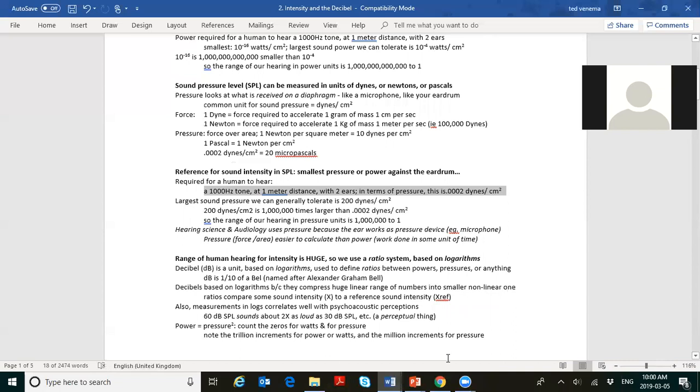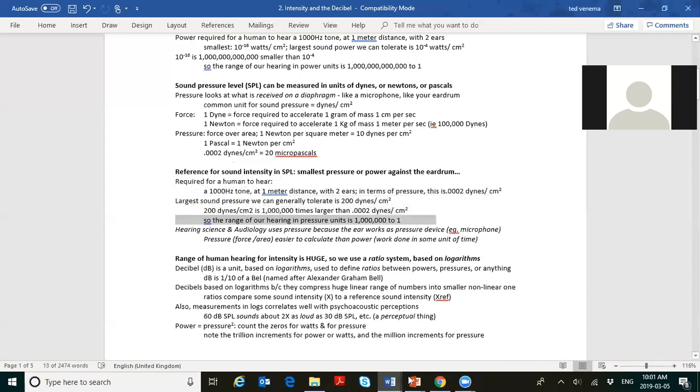Now look at this. The largest sound pressure you can tolerate is 200 dynes per centimeter squared. So what's the difference between the loudest and the softest in terms of pressure? Well, it's 1 million, not 1 trillion. Okay? 200 dynes per centimeter squared is 1 million times bigger than 0.0002 dynes per centimeter squared. So in terms of pressure, the range of our hearing is 1 million to 1.